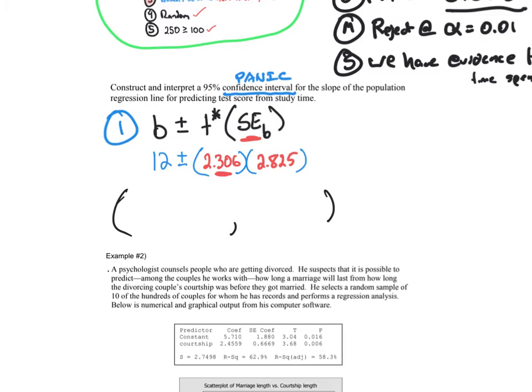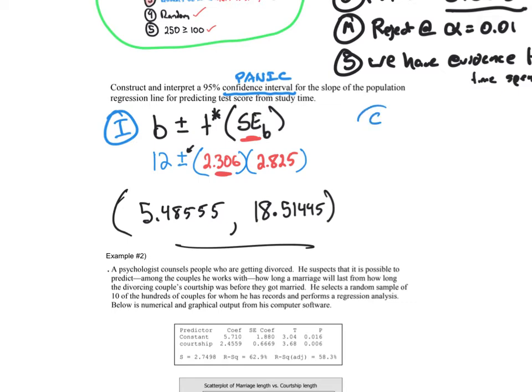Okay, so here's what I get on my upper end, 18.51445. Why do I get that as my upper end? Because I use the plus. So I'm going to go second entry, and I'm going to change to a minus sign. And I get 5.48555. That's it. There we are. That's the interval calculation. Let's do the conclusion.